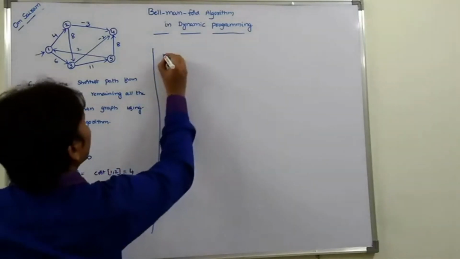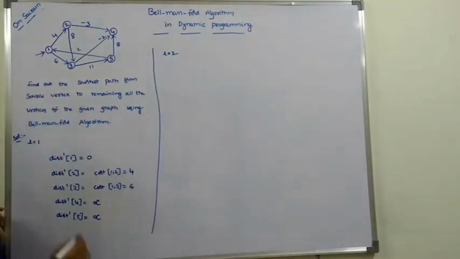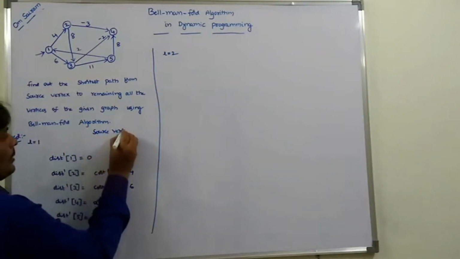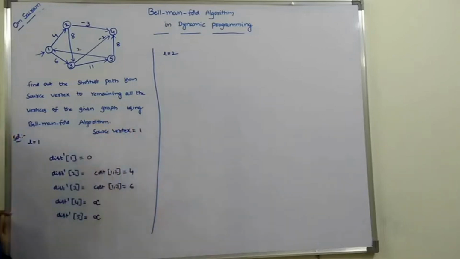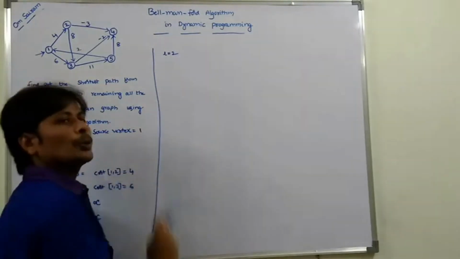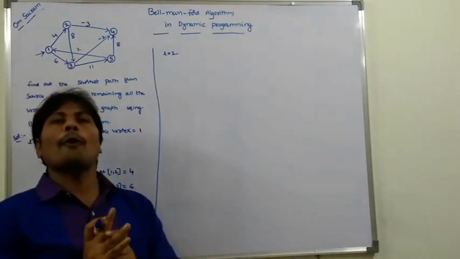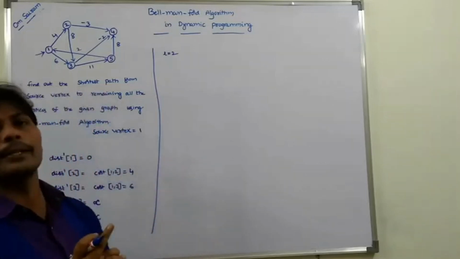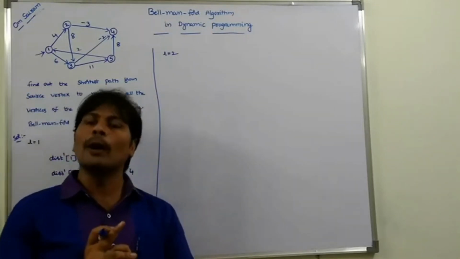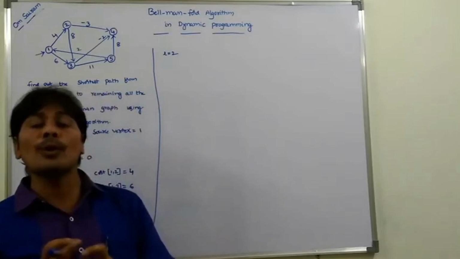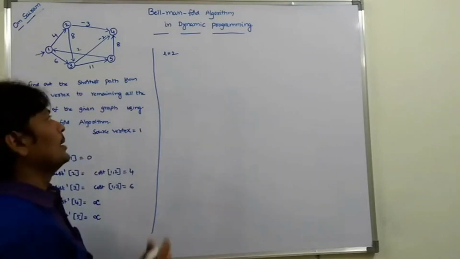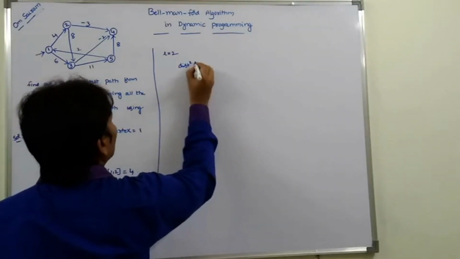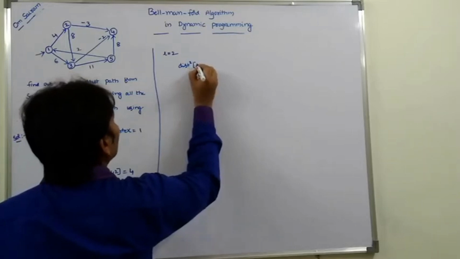Next, L is equal to 2. Here the source vertex is 1. Next, L is equal to 2 is nothing but we have to find the shortest distance from the source vertex to destination vertex U by considering at most 2 edges. Okay, next. That is dist 2 of 2.